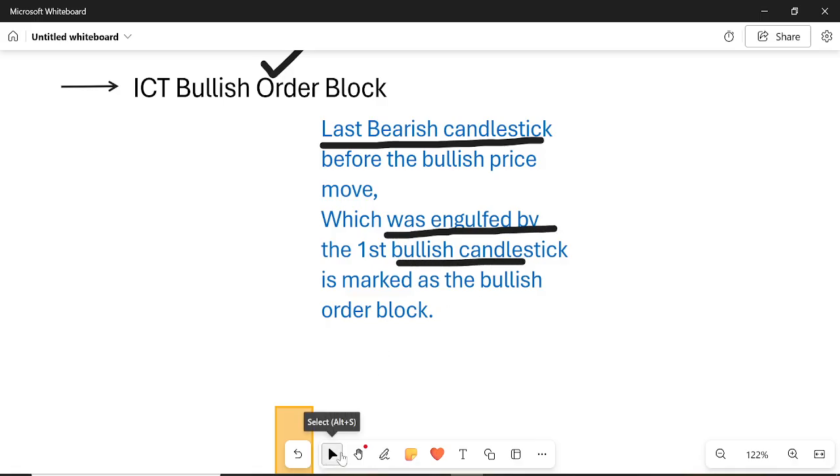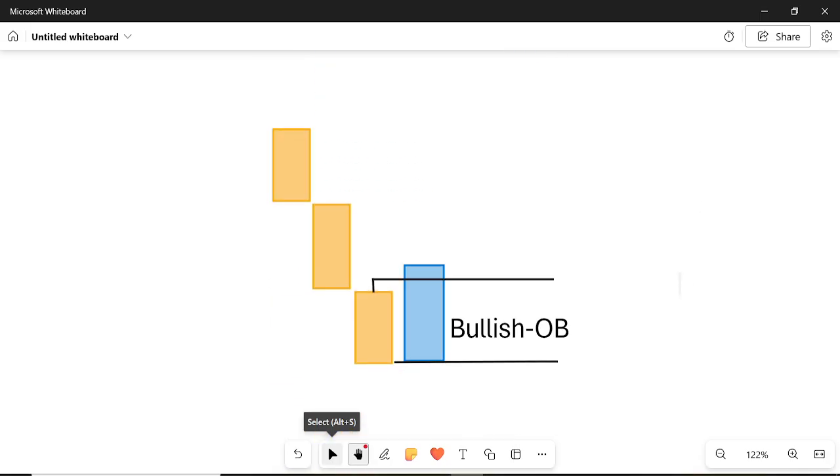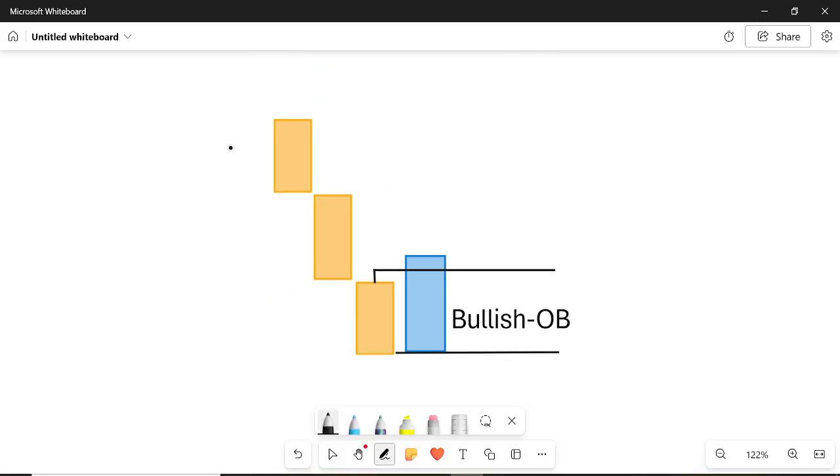Now, what does it mean by the last bearish candlestick engulfed by the first bullish candlestick? I have a drawing here. You can see we have a bearish trend here. We have 1, 2, and 3 bearish candles, and we can say this is the last bearish candlestick. Now, this is the first bullish candlestick. You can see the first bullish candlestick has closed above the high of the previous, meaning the last bearish candlestick. This means that the last bearish candlestick has been engulfed by the first bullish candlestick. Now when it is engulfed, this candlestick with the wick will be marked as a bullish order block.